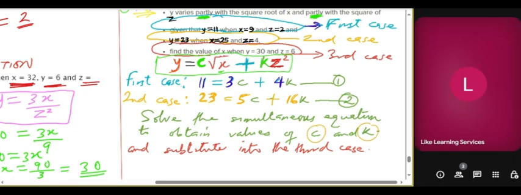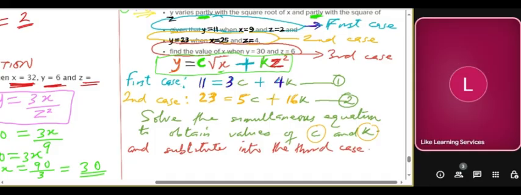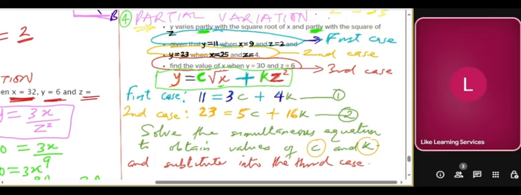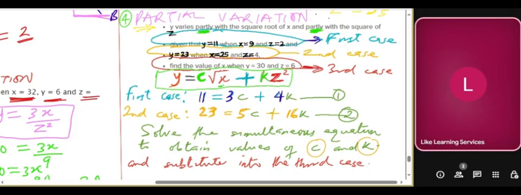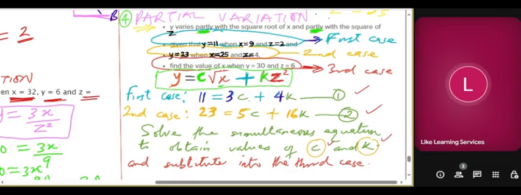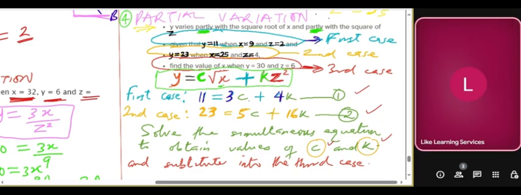Yeah. And then substitute into the third case that they want now. What's the third case? Find the values of x when y is 30 and z is 6. The third case is the one I wrote in red. Is that clear? So first of all, you solve simultaneous equations 1 and 2 to find, what are you trying to obtain? c and k, isn't it? Yes. You find c and k. So you just substitute it into this general equation you already have.